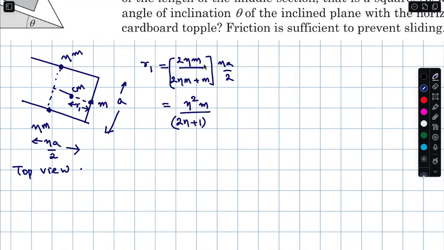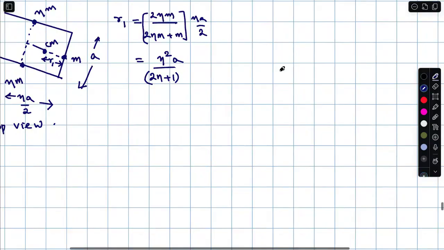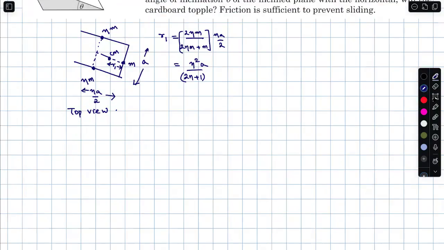Actually, m also cancels. This is finally a. It should be eta square a by 2 eta plus 1, R1. The question is done.